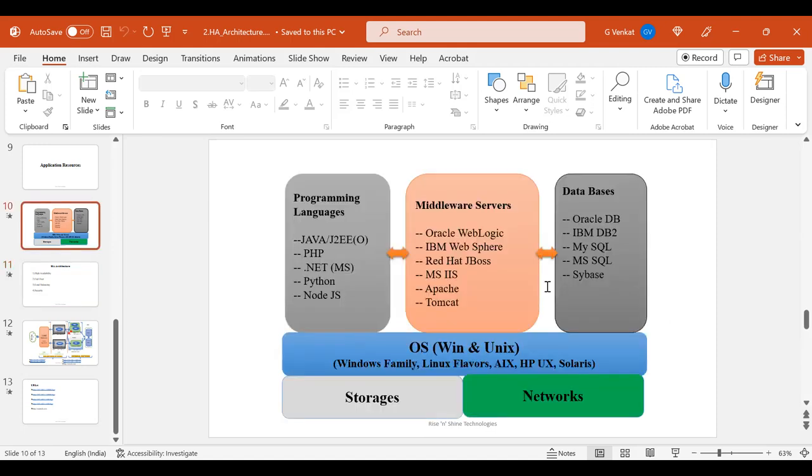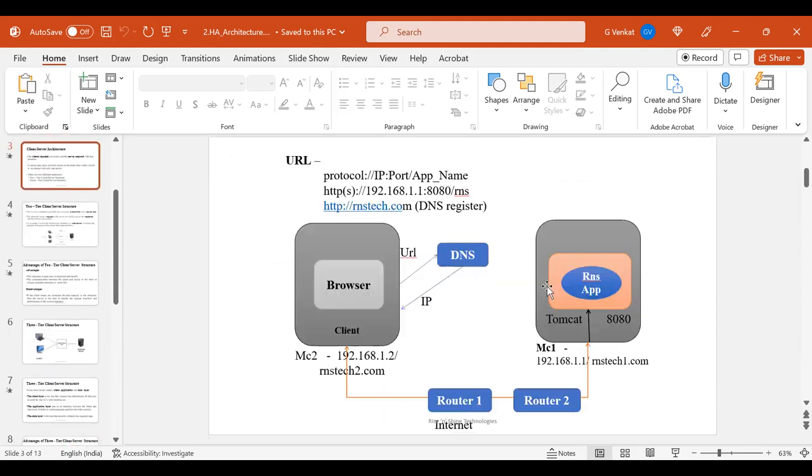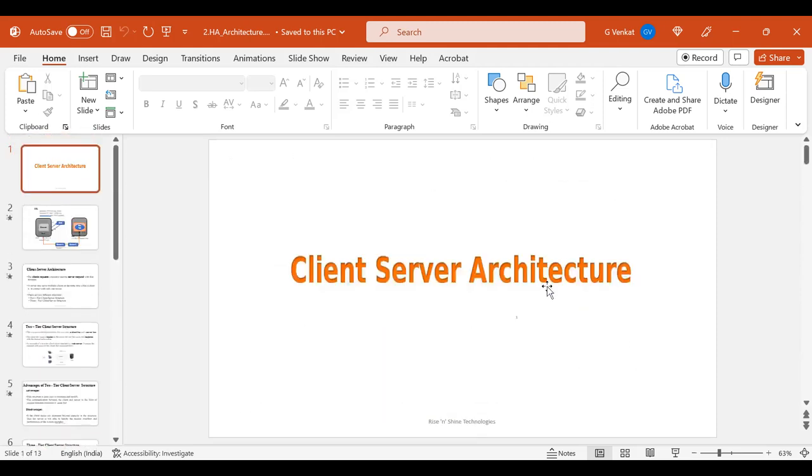Is it clear about this? Understanding the application side points today? Yes, sir.